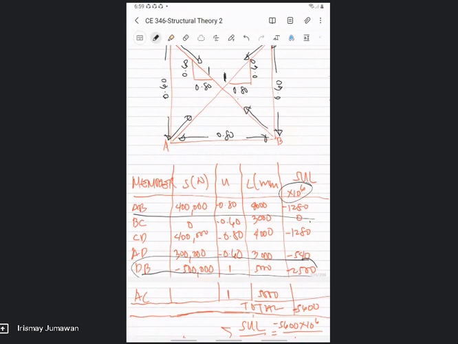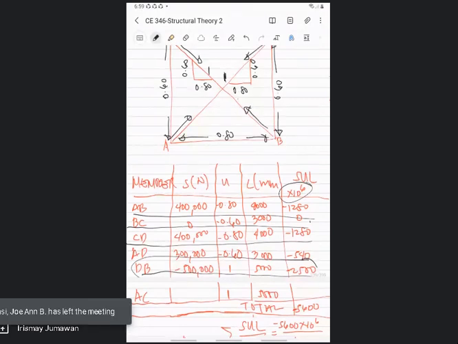So you compute again for the BC. Okay, you have 0. So SUL is 0. You have only SUL here. Okay, wala man tayo values AE. So SUL ra ako ang butang. Then for the member CD, you have to multiply. So you have 400,000 times 0.8 times 400. You take note all the sign. Then for the member AB, you have 300,000 times 0.6 times 3,000.